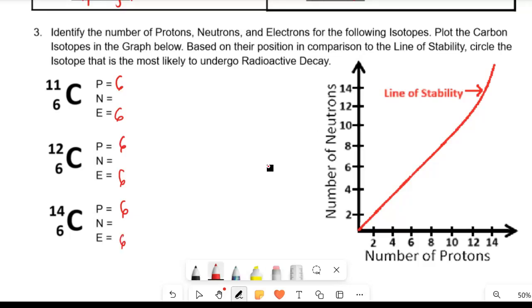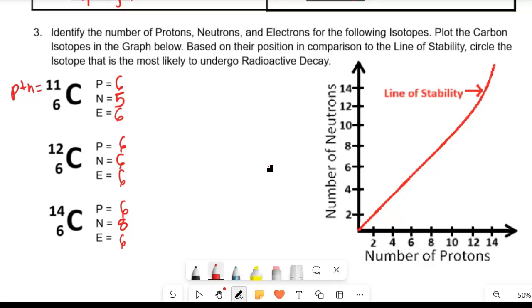The differences between these carbons is their mass number, which means that they are isotopes, so they have different numbers of neutrons. To get the mass number, it's proton plus neutron. We already know it has 6 protons, so that means this carbon has 5 neutrons. This carbon has 6 neutrons, and this carbon would have 8 neutrons.